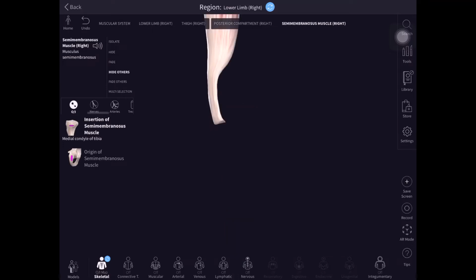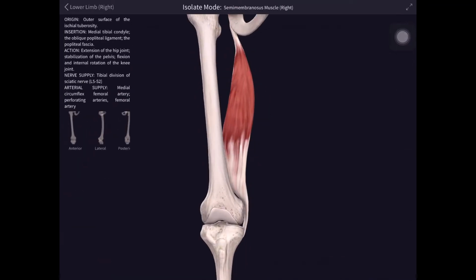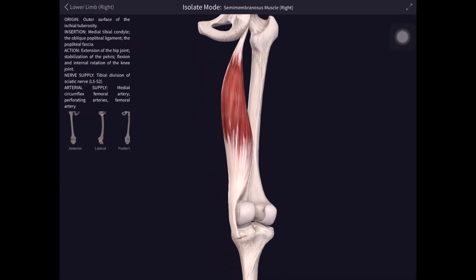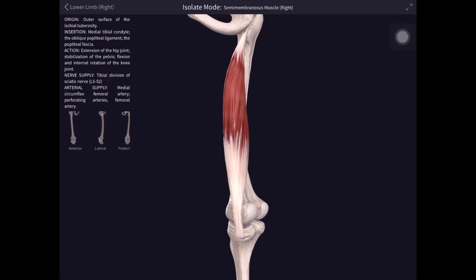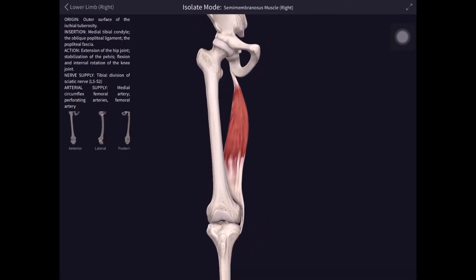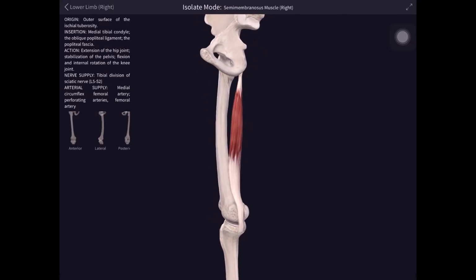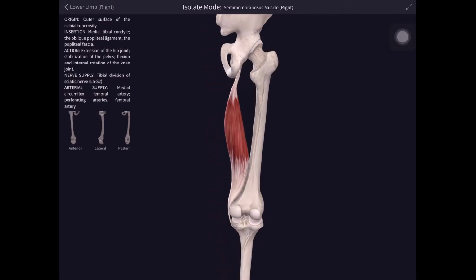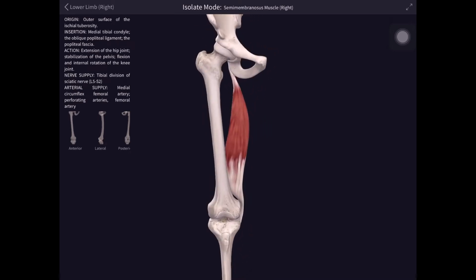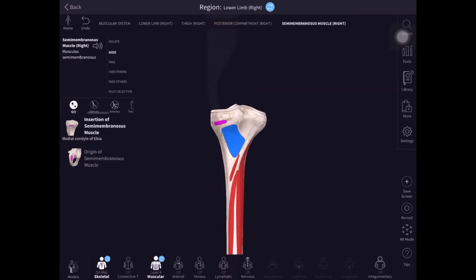Now semimembranosus is attached here. You can see the entire muscle semimembranosus is attached to the posterior surface of the medial condyle of the tibia. Remember this muscle, we have done this muscle in the ischial tuberosity, the semimembranosus muscle, crossing the knee joint and going down. So that is your muscle in the posterior.